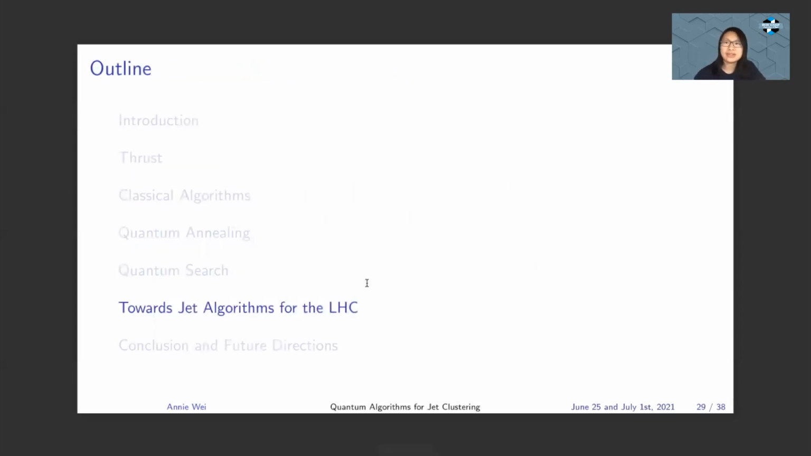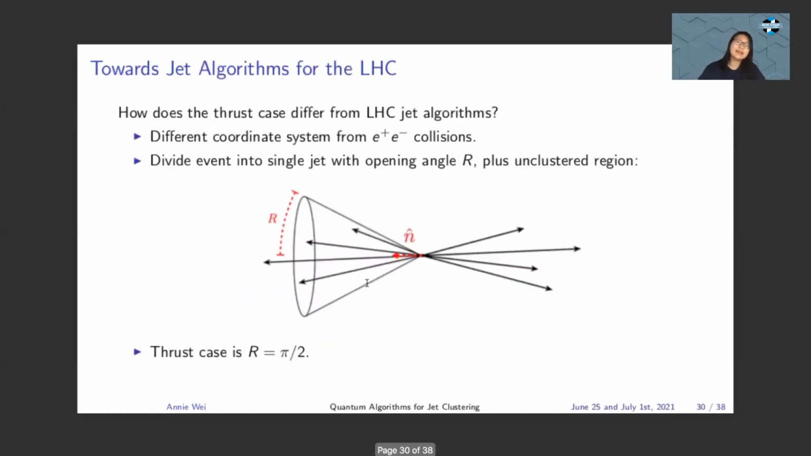For the parallel algorithm, I'm not going to go through it now, but you can ask me later if you want to hear more about it. And now, in terms of what algorithms at the LHC might be like, those are not e+ e- collisions, so we're going to be using a different coordinate system. And the way we partition into jets is going to be slightly different too. We might just want to identify one jet, whereas in the thrust problem, we just stick this plane here and it's automatically two jets, one on each side.